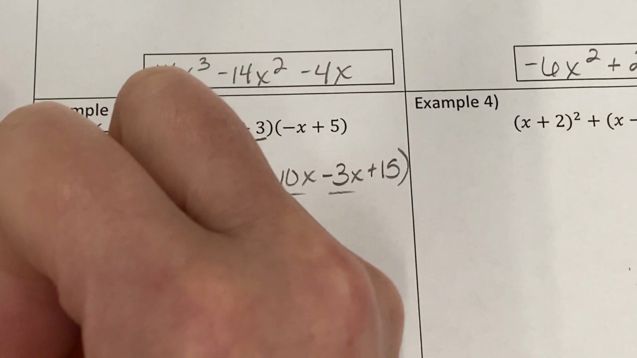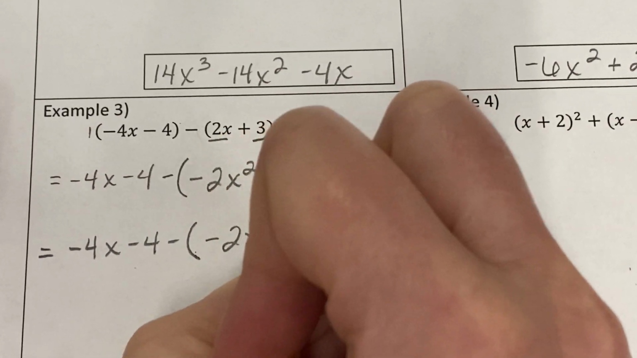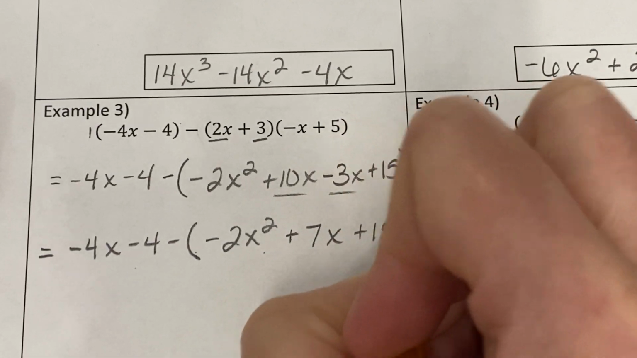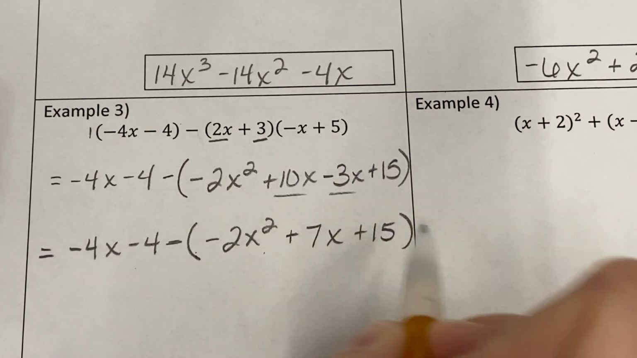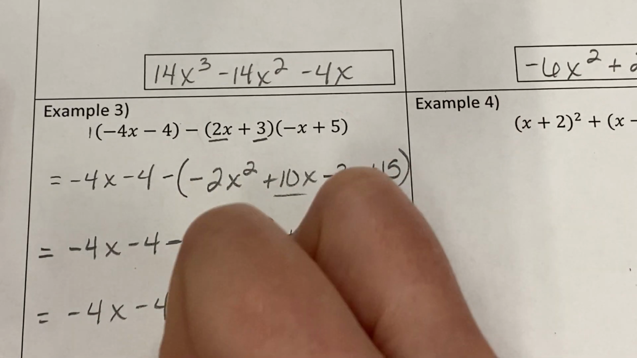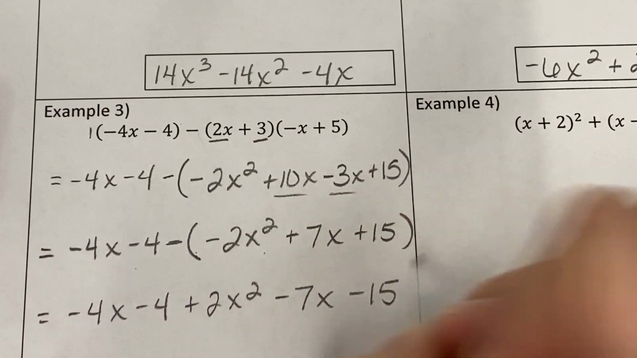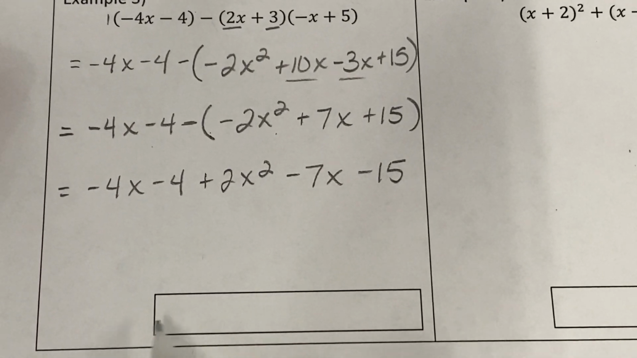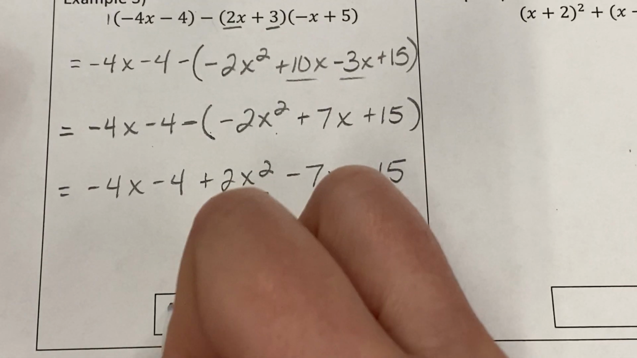So that will give us negative 2x squared. 10x minus 3x is positive 7x. All right, now I'll distribute this minus sign, or really we're distributing a negative 1 here. So negative 4x minus 4, this would be plus 2x squared minus 7x minus 15. All right, and now combining like terms, I'll just write the answer right in here. 2x squared, that's my only x squared term.